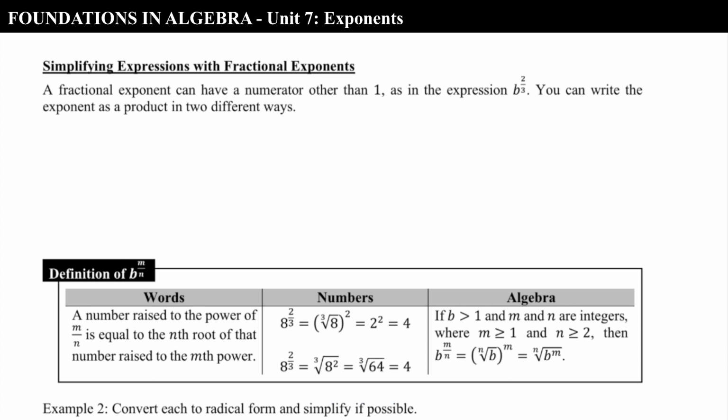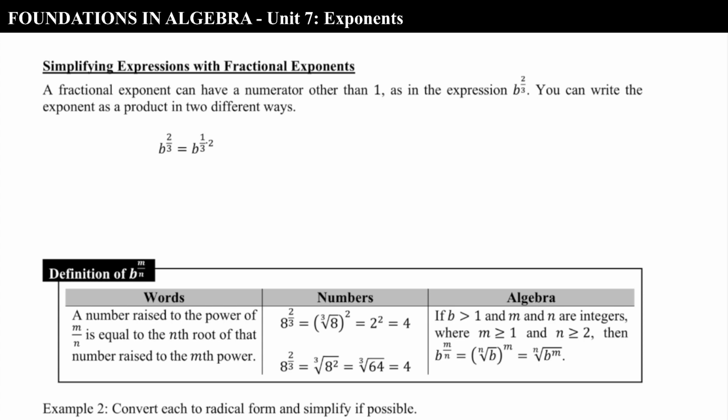Now let's talk about simplifying expressions with fractional exponents. A fractional exponent can have a numerator other than 1, as in the expression b to the 2/3. You can write the exponent as a product in two different ways. In the first way, we are going to write it as b to the 1/3 times 2. We kind of reverse the product rule here and split up our fraction. The numerator is one part of our product, and the denominator is our other part of our product.